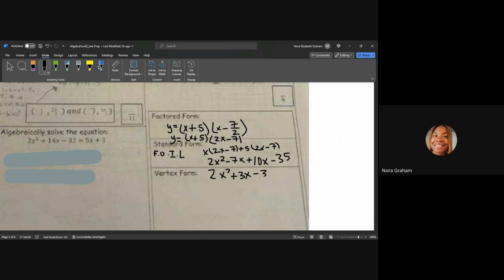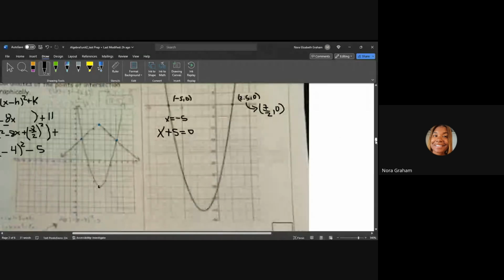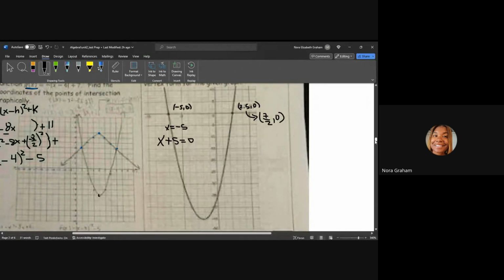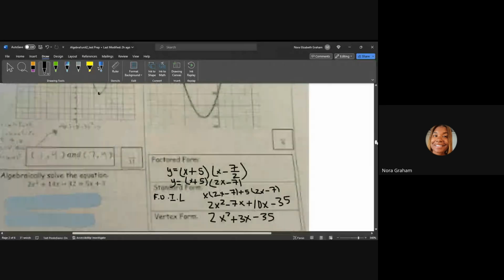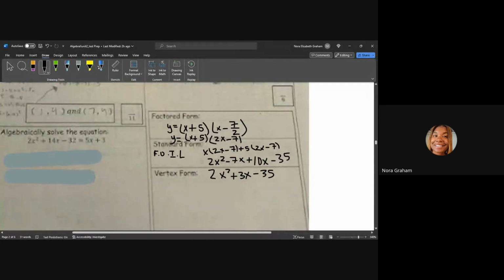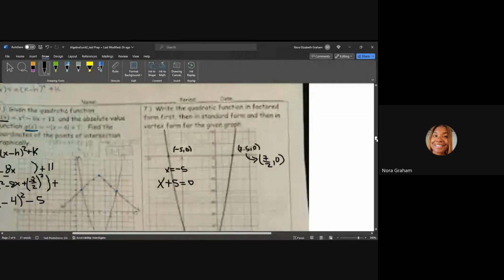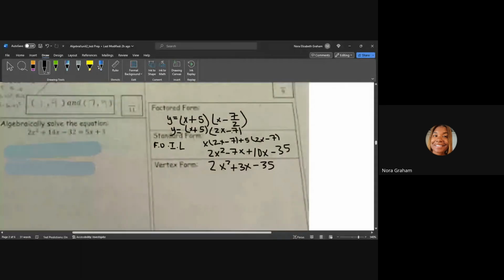Minus 35. Let me double check my work because something looks off here. Let me make sure that was a plus 5. 1, 2, 3, 4, 5. Yep. And 1, 2.5. Somewhere 2, I believe that's right. And x plus 5 and x minus. Yep. I believe we're right.